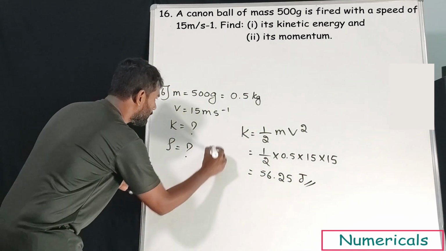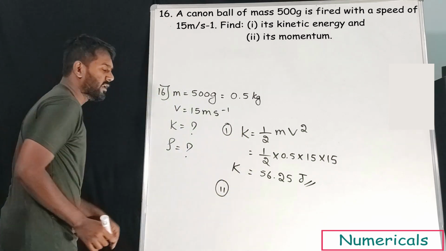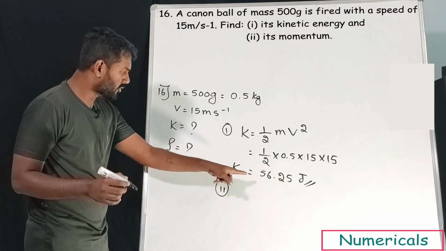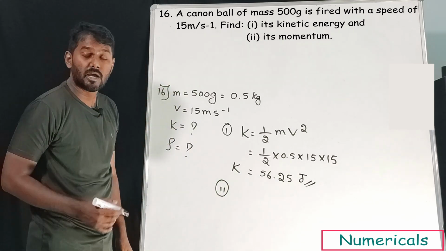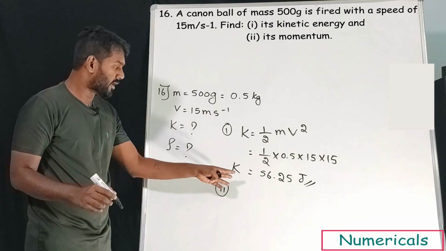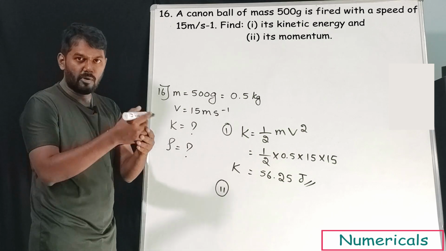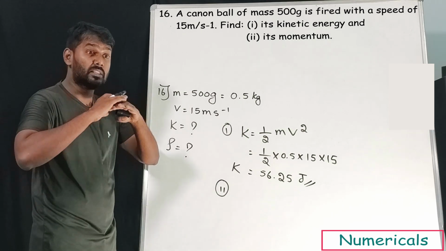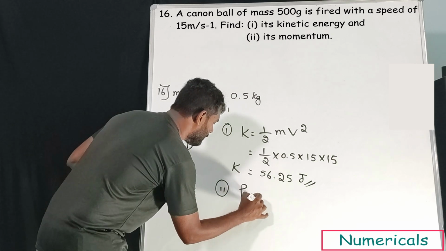Okay, second one, this was the first one, right? Second one, we have to find the momentum. Once you find the answer, write the therefore symbol, write it in the form of a sentence. If you do like that, whenever I am correcting your paper, I'll get a good impression, so that from the next question onwards, I will not check that thoroughly. Now we'll find momentum.